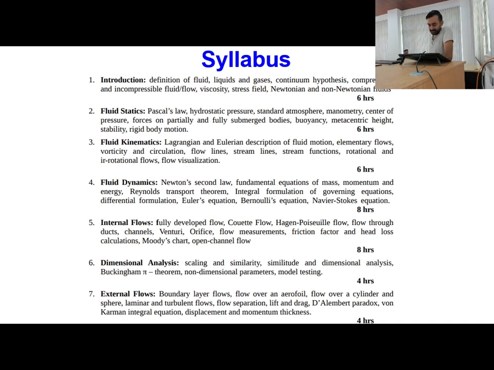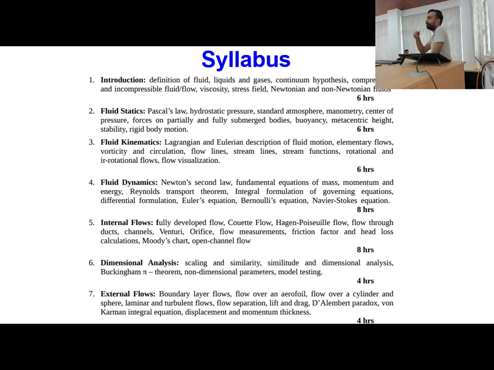Then we have dimensional analysis. If you see a fluid dynamics problem, there will be plenty of variables involved. Analyzing a fluid dynamics problem with a large number of variables becomes challenging. So what we typically do is try to reduce the number of variables. How can we reduce the number of variables? We can reduce the number of variables by doing this dimensional analysis.